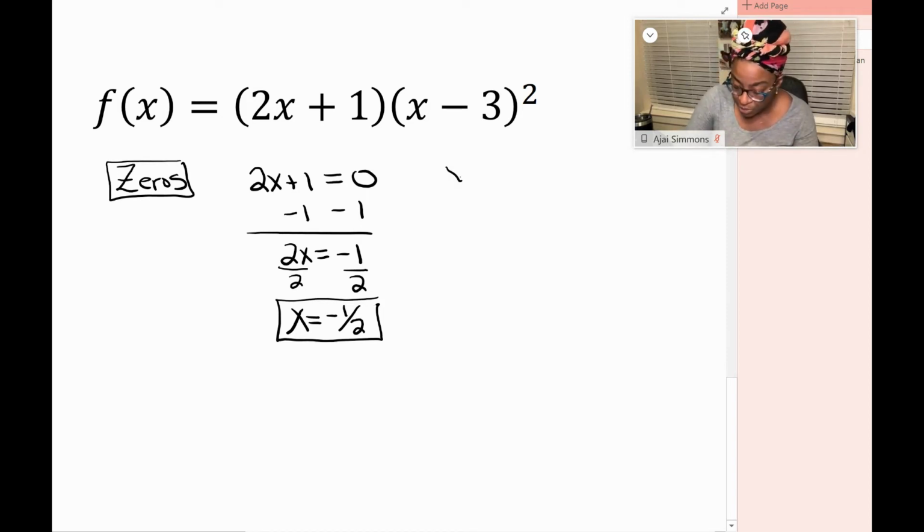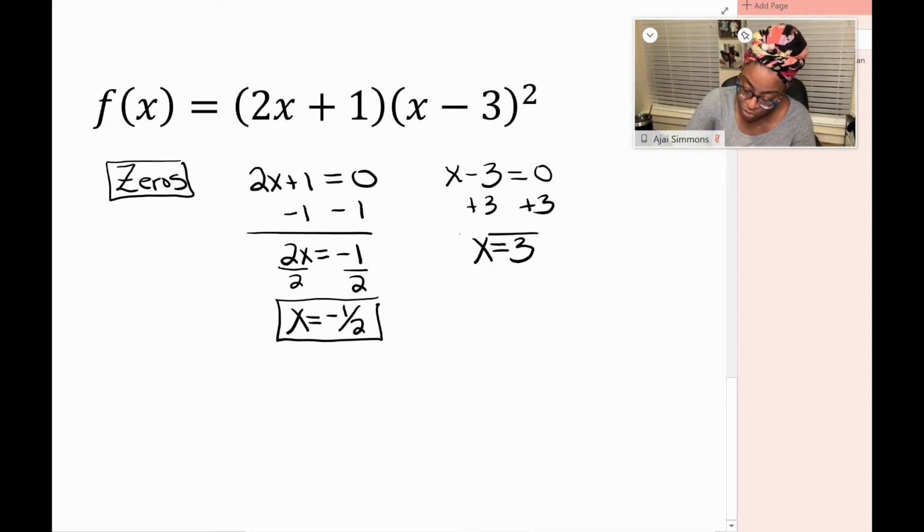Let's look at the next parenthesis. x minus 3. I don't care about the exponent for right now. I just want to figure out what the zeros are going to be. So I set the parenthesis equal to 0, I solve, and I get x is equal to 3. So my two zeros are x is equal to negative 1/2 and x is equal to 3.